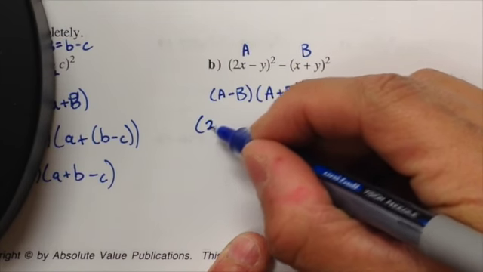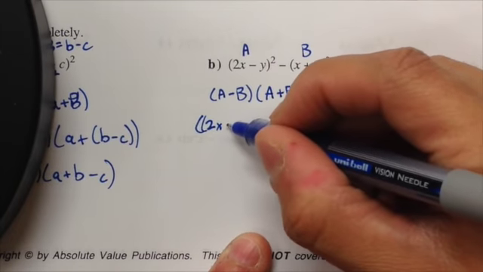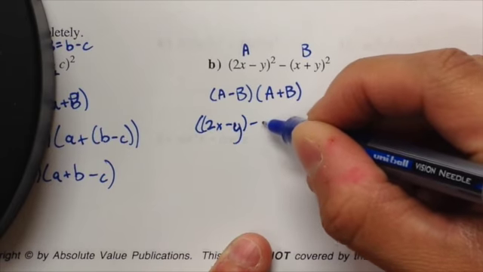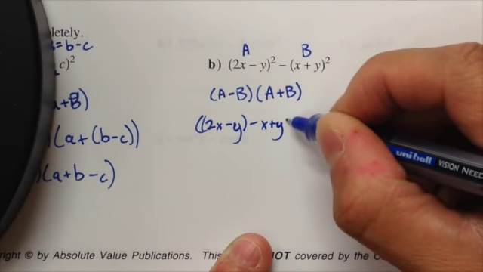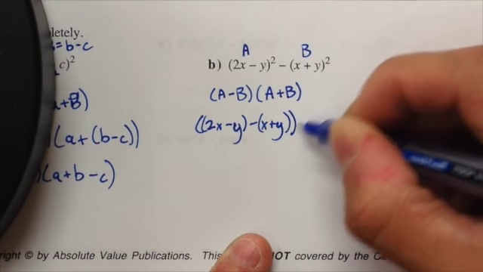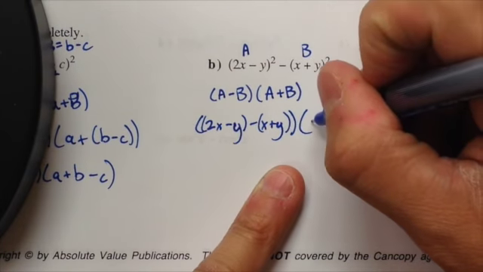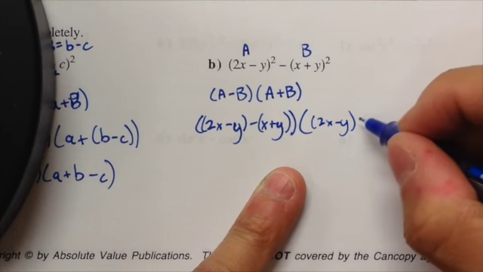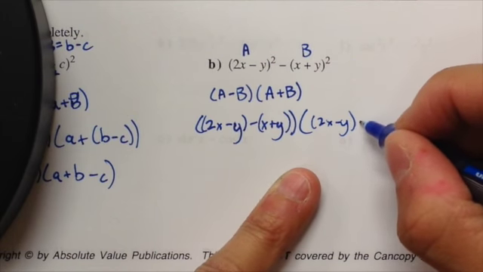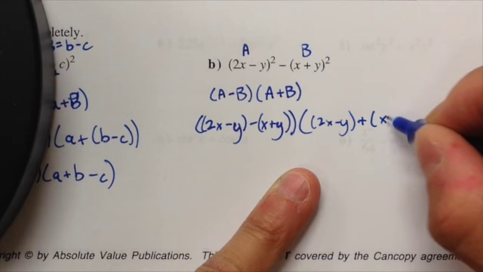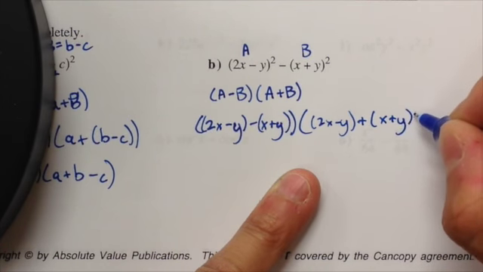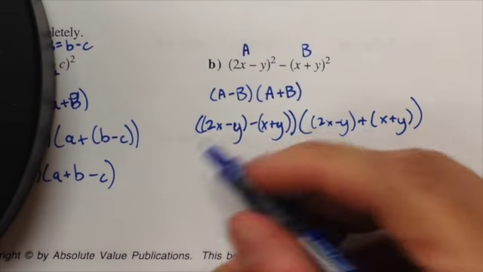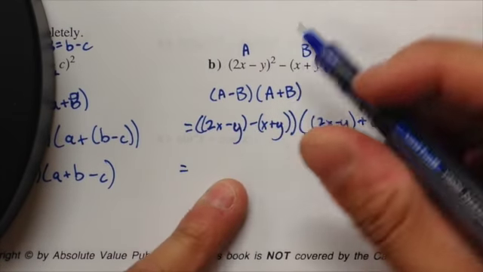Okay, so I'm going to reinsert what that actually means. So that means that 2x minus y minus x plus y, times 2x minus y plus x plus y. All right, and so we're not out of the clear yet because we need to simplify this.